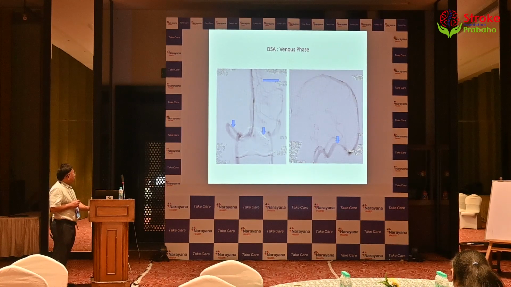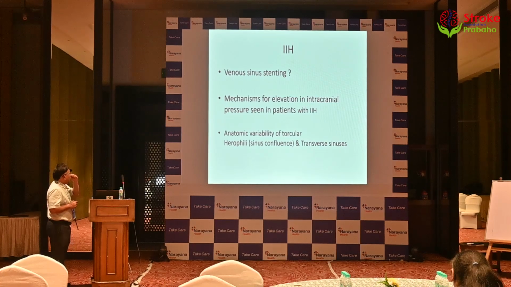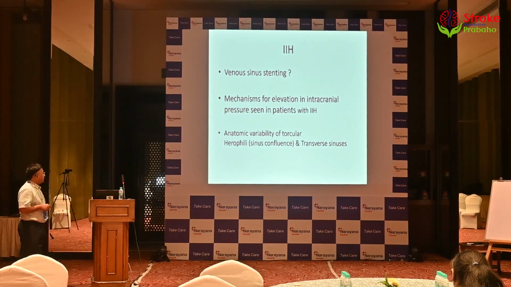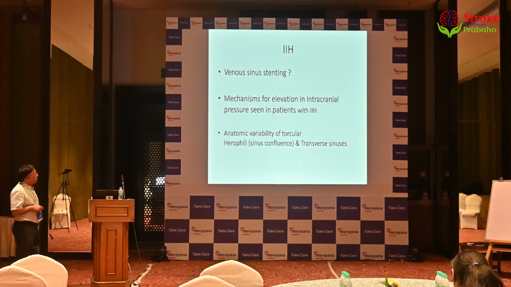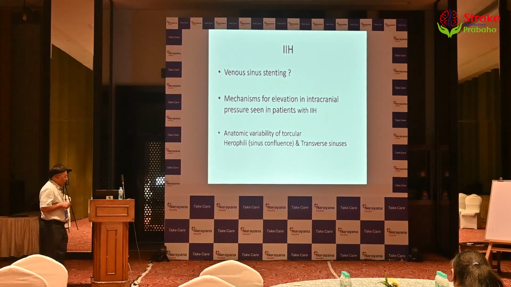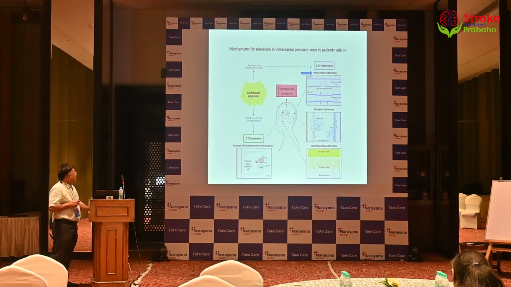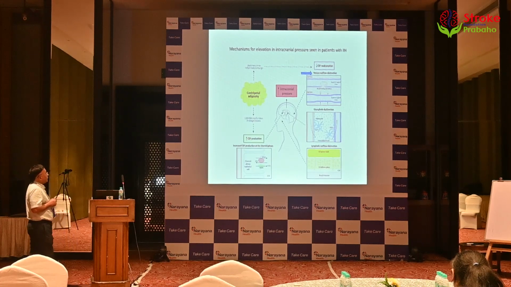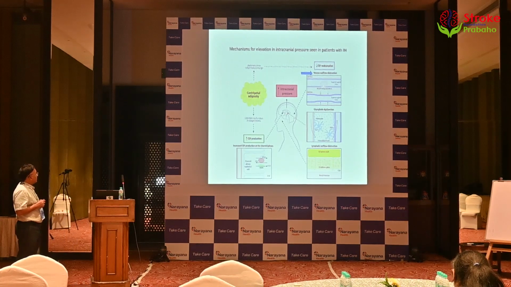So what should we do? Should we plan for venous sinus stenting? What is the mechanism for elevation of intracranial pressure in the case of IIH, and what is the anatomic variability of the torcular herophili or sinus confluence and transverse sinus? So what is the mechanism for elevation of intracranial pressure in a patient with IIH?